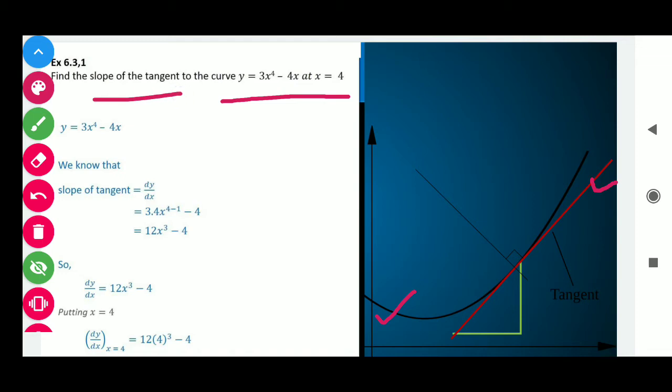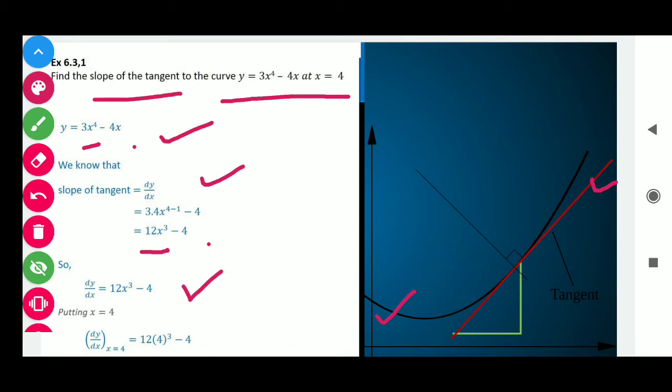For the slope of the tangent, we have to find the derivative, and in the derivative we have to put the point x is equal to 4. In the question the exact coordinate is not given, only x, the abscissa, is given. So let's start. y is equal to 3x raised to power 4 minus 4x, and we know that the slope of the tangent is dy over dx. First find the slope. Derivative of x raised to power 4 is 4x cube, so we get 12x cube. Derivative of 4x is 4. In this way we get the derivative.